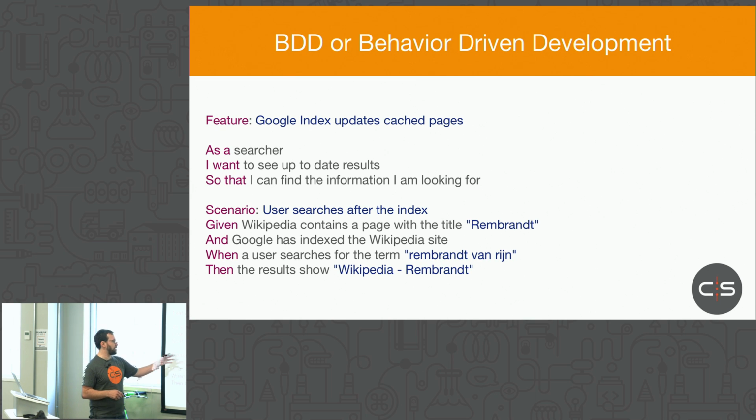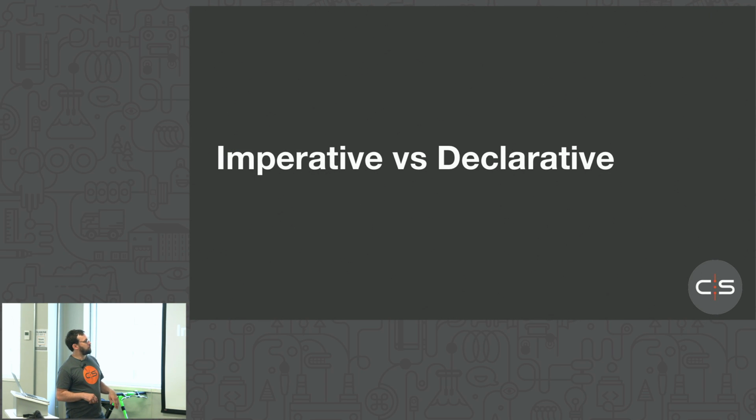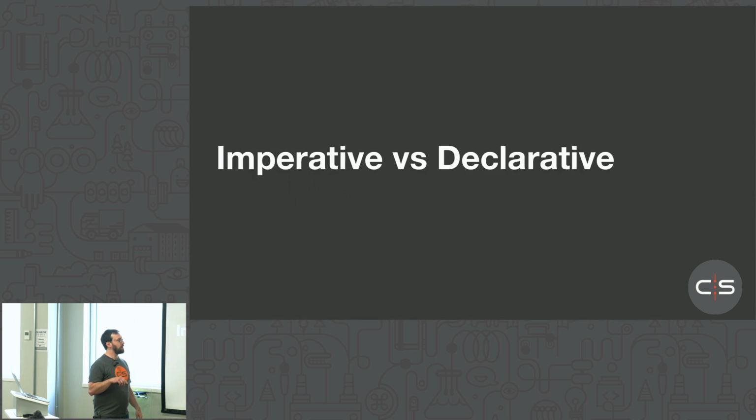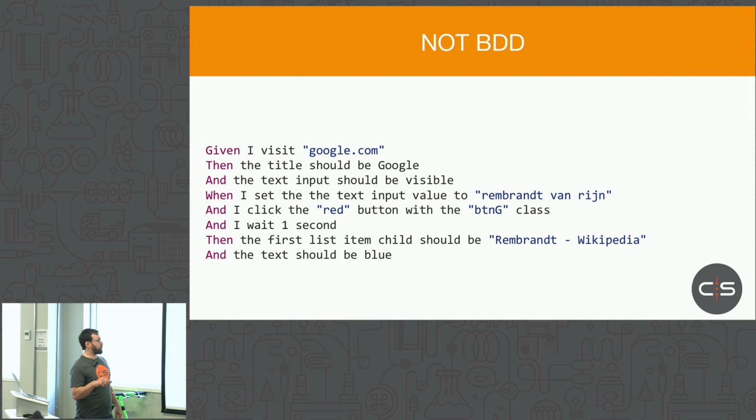We say that after a user searches something and the page has this, then this, right? So when you look at this, this is declarative, right? It doesn't tell you anything specific. It doesn't tell you go to this URL, click on this thing, type in this box, right? That's what this does. Given I visit Google, I type in, search, the title is a certain thing. The worst thing we have here is this when clause and two more and clauses. You don't want three when clauses, you want one.